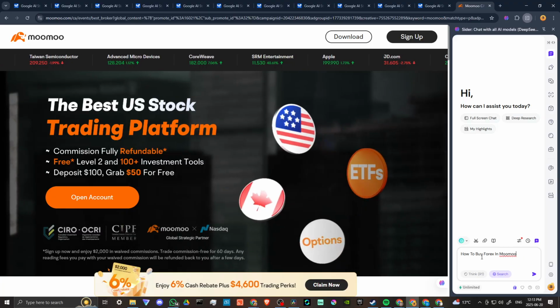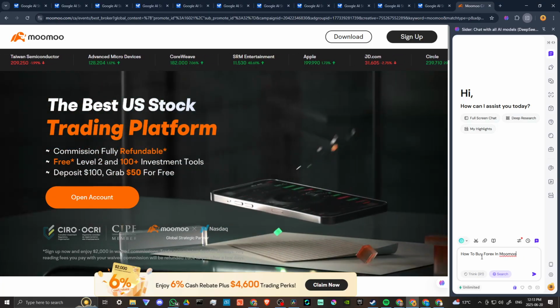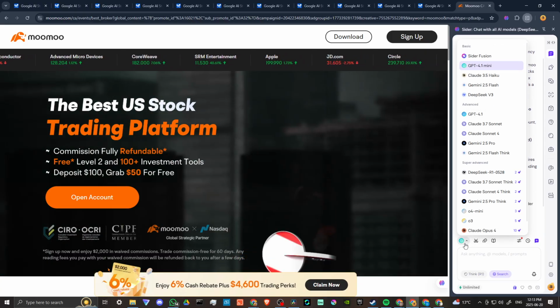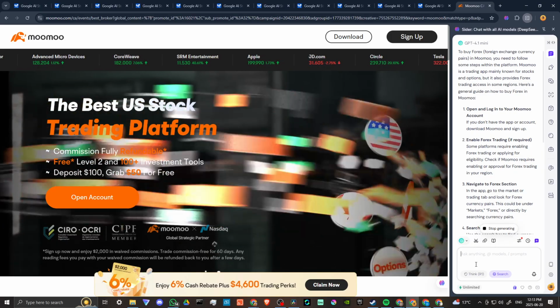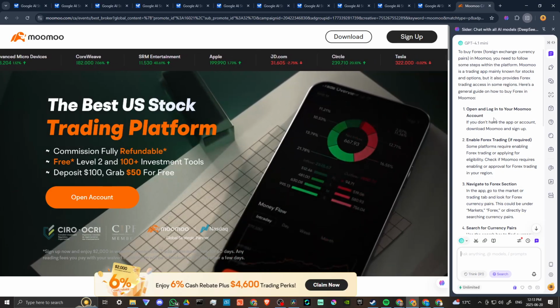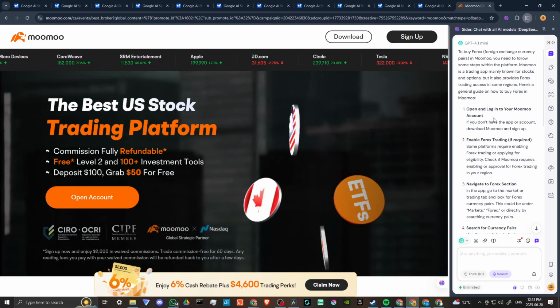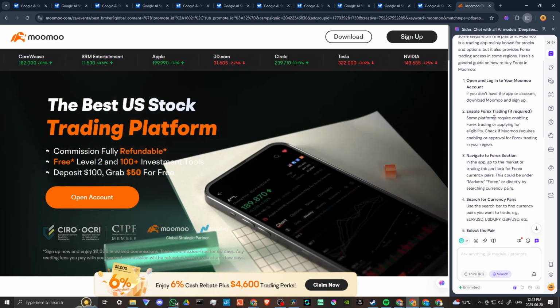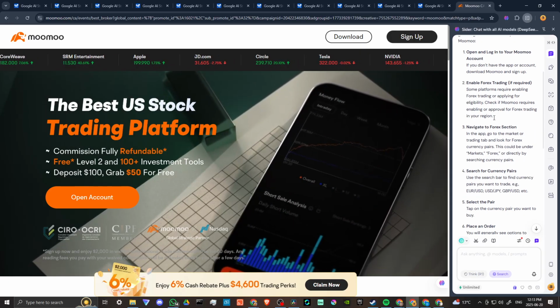Cider is a fantastic extension that allows you to ask questions of the top AI models available and get the answers you're looking for. According to Cider, to buy Forex in Moomoo, you need to follow some steps within the platform. Moomoo is a trading app mainly known for stocks and options, but it also provides Forex trading access in some regions. Here's a general guide on how to buy Forex in Moomoo.